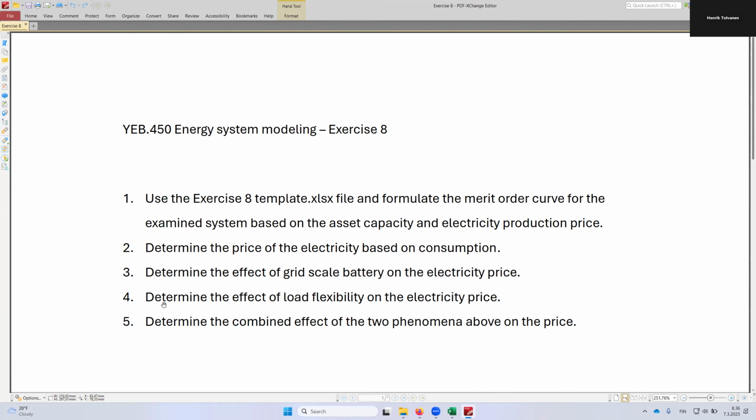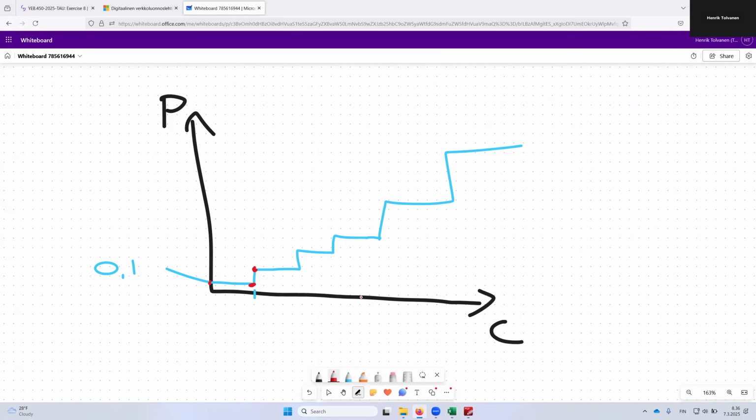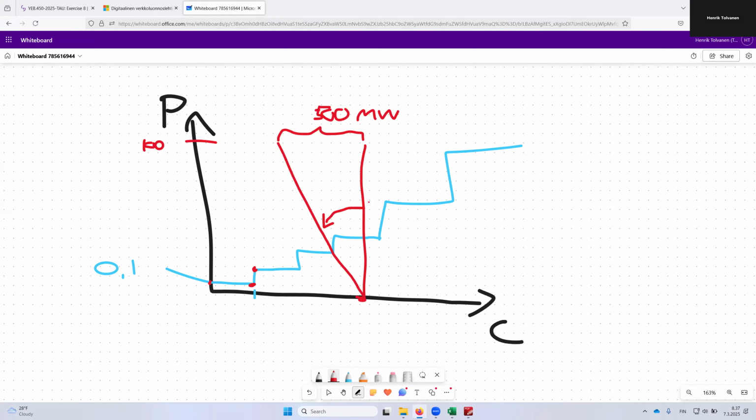And then we want to determine the effect of load flexibility on the electricity price. Load flexibility means that rather than having this kind of inelastic demand, we can have load flexibility. So this inelastic demand can drop down to the same level, or rather the previous level of the electricity price. And we're going to make it in a way that in here was the 100 euros per megawatt hour. So in here, we're going to state that we have a load flexibility of 500 megawatts.